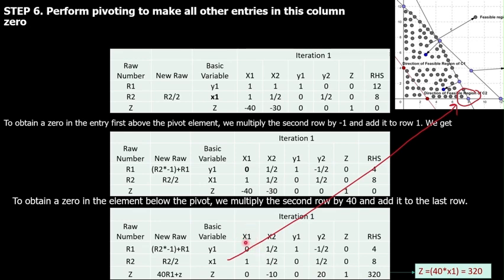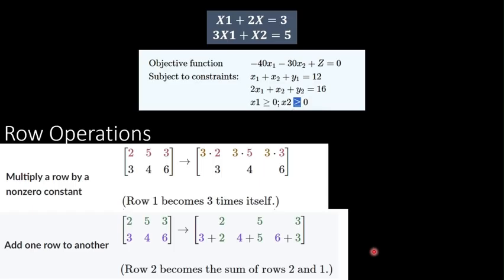Now the x1 column is in the basic variable format. It has 1 for the intersection between the row of x1 and the column of x1, and zeros otherwise. And now we have the next iteration for the matrix. We have two new basic variables, y1 and x1, with the solution reading as y1 equals 4, x1 equals 8, and z equals 320.